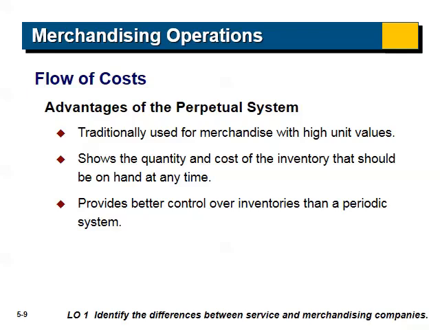A perpetual inventory system, for example, if you go into a store and they scan it with a scanner, what are they doing? Not only are they updating what you owe them, but they're also updating the records that they're taking one item out of inventory. So it is used with high unit value items, although that's changing because the cost of the computer equipment and software is coming down. It shows the quantity and cost of inventory that should be on hand anytime, and thus it provides better control over the inventories than a periodic system.